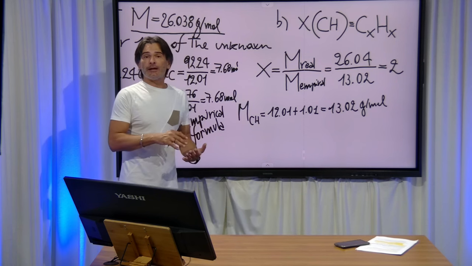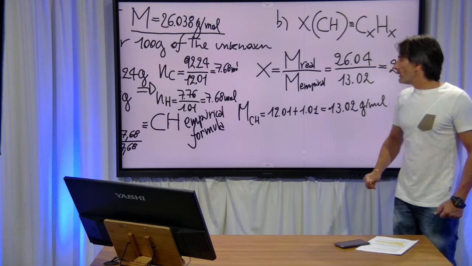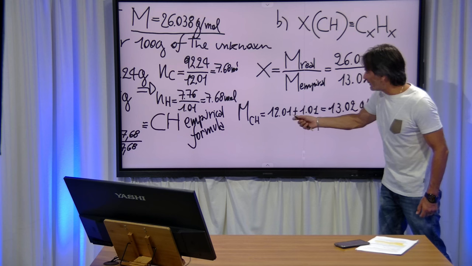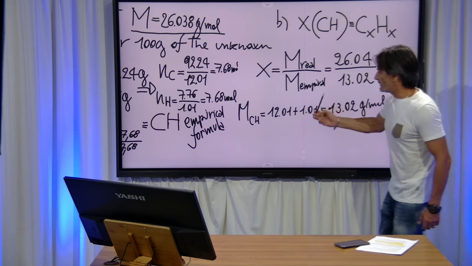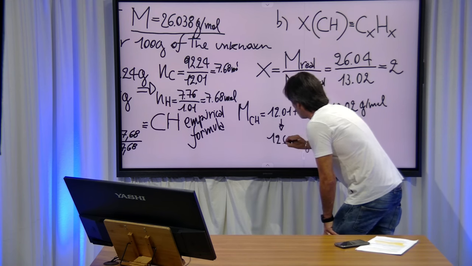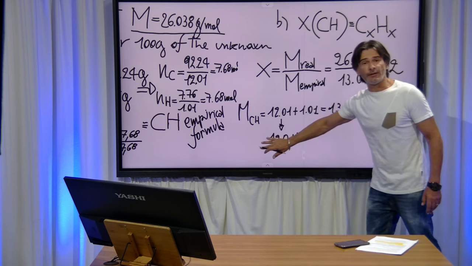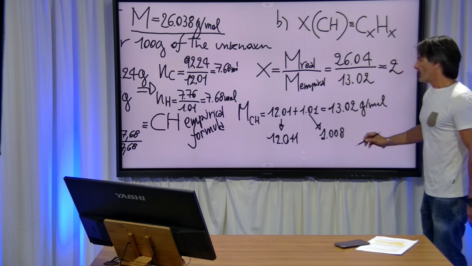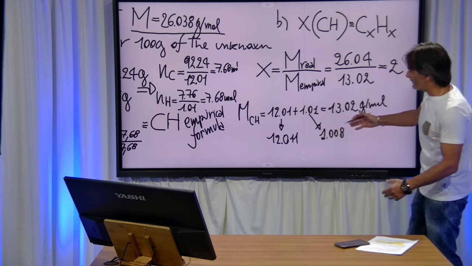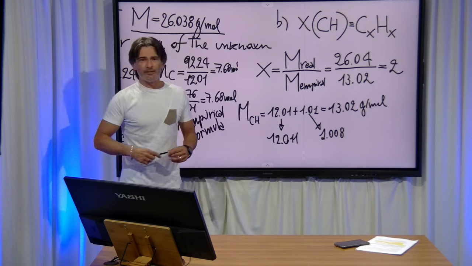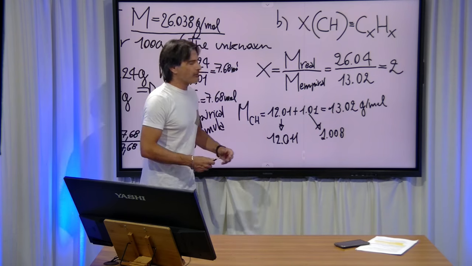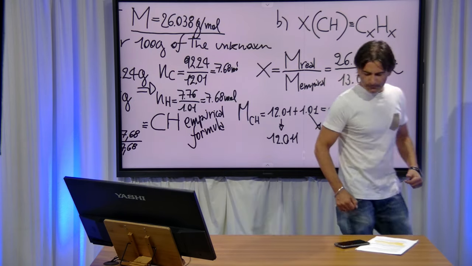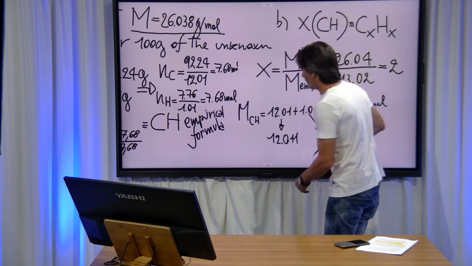For a more precise calculation with the calculator, I had to use three numbers after the point, using 12.011 as reported in the periodic table for carbon, and 1.008 as reported for hydrogen. But I don't want to make the calculation heavy, so we can continue to use two digits after the point, okay? Good.